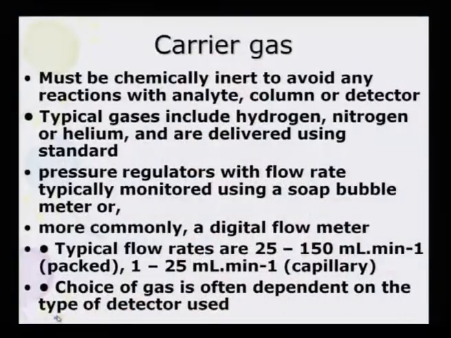Typical gases include hydrogen, nitrogen or helium and are delivered using standard pressure regulators, with flow rate typically monitored using a soap bubble meter or more commonly a digital flow meter. Nowadays, the digital flow meter is the one which is used. Typical flow rates are 25 to 150 ml per minute for packed columns and 1 to 25 ml per minute for capillary columns. Choice of gas is often dependent on the type of detector that is to be used.